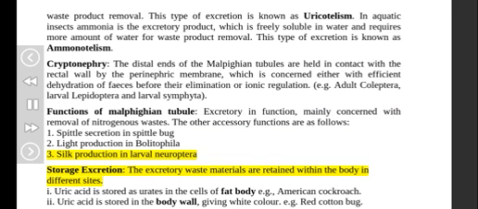Storage excretion. The excretory waste materials are retained within the body in different sites. I. Uric acid is stored as urates in the cells of fat body, e.g., American cockroach. II. Uric acid is stored in the body wall, giving white color, e.g., red cotton bug. III. Uric acid is stored in the male accessory glands to produce the outer coat of spermatophore, which is excreted during copulation. IV. Uric acid is stored in the wing scales, giving white color, e.g., Pierid butterflies. V. Waste products of pupal metabolism, meconium, are stored and released during adult emergence.